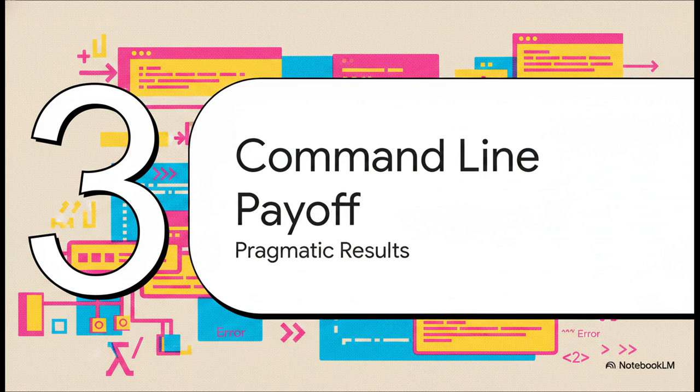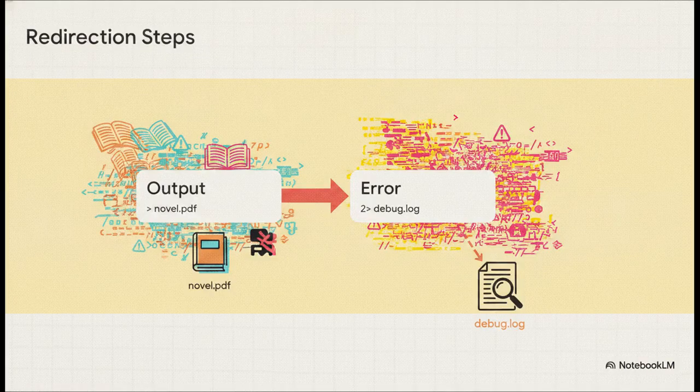Section 3, the command line payoff. Let's see how this builds into our actual workflow. So what is the pragmatic payoff for us in the terminal? Like, why do all this work in Haskell in the first place? Well, look at the first step. Here, Eng uses a tool called access-to-ebook to convert a text file into a PDF. That single right-facing arrow, the greater than symbol, redirects the standard output cleanly into novel.pdf. And because we moved our debug logs off that main highway, novel.pdf comes out perfectly clean.